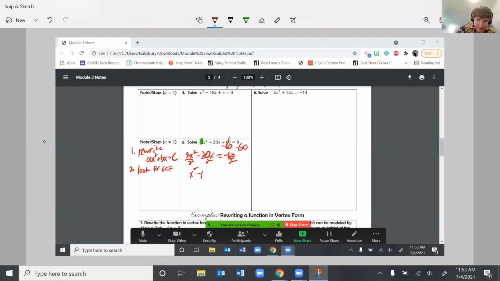We get x squared minus 10x is equal to negative 30. And all of a sudden, we're back to where we were. Now we can just follow the same steps. So we complete the square.